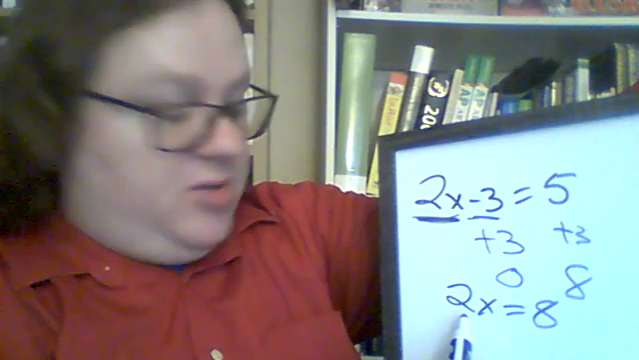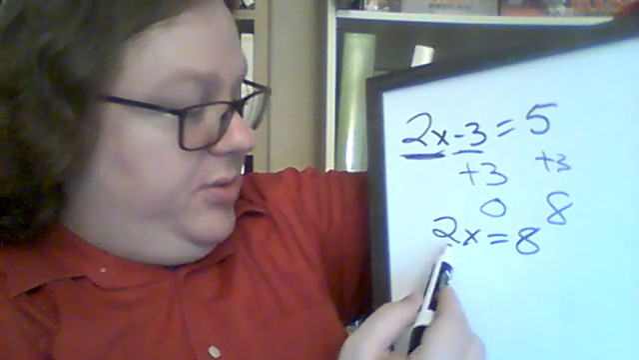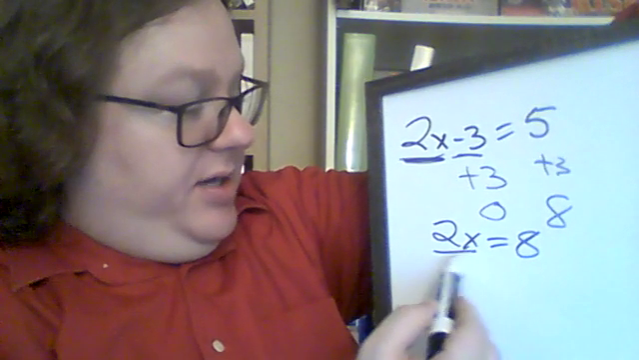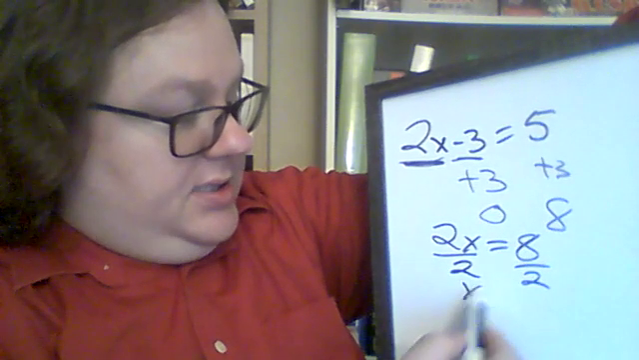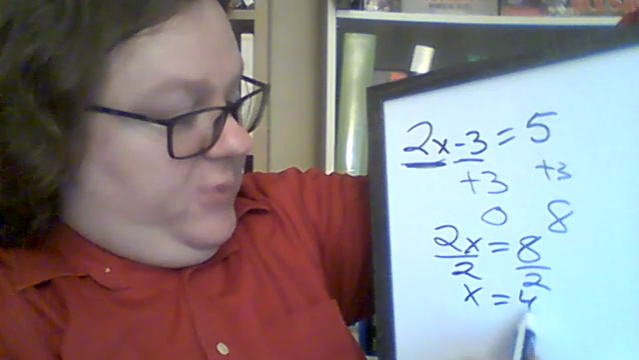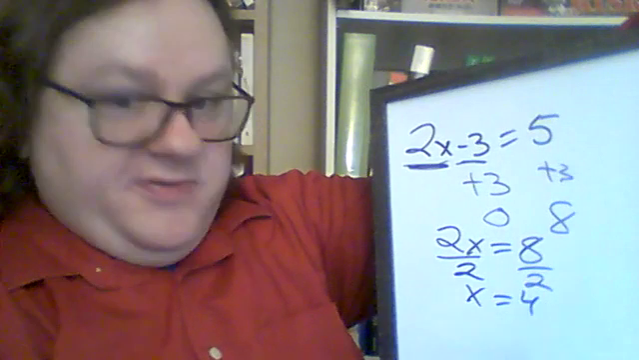This 2x is multiplying, so what we're going to do is divide by 2, and x equals 4, because 8 divided by 2 is 4.